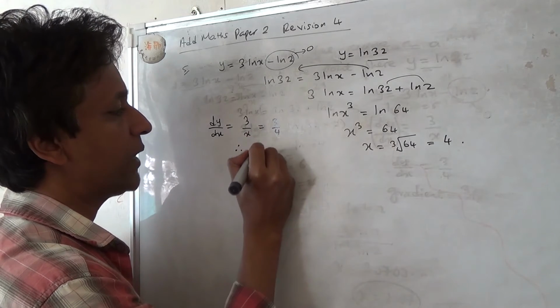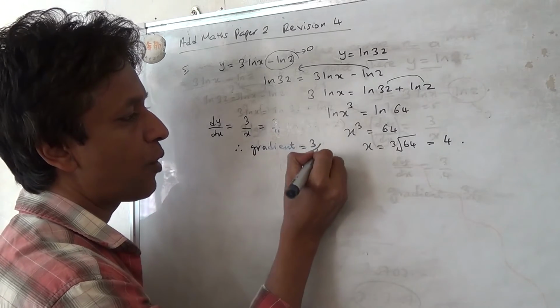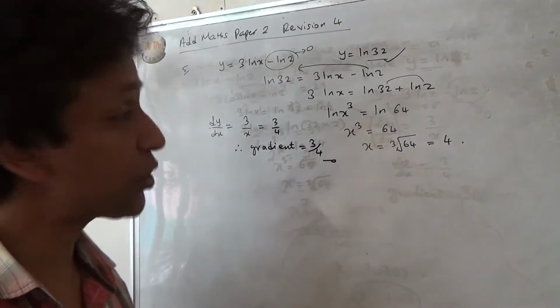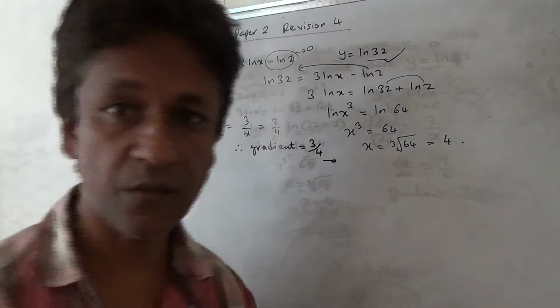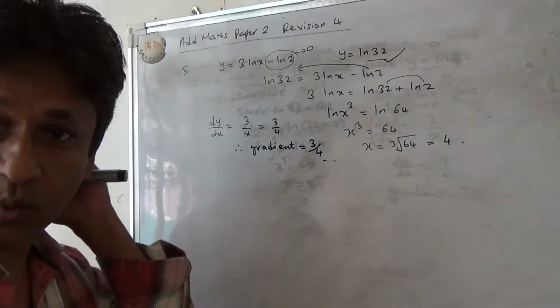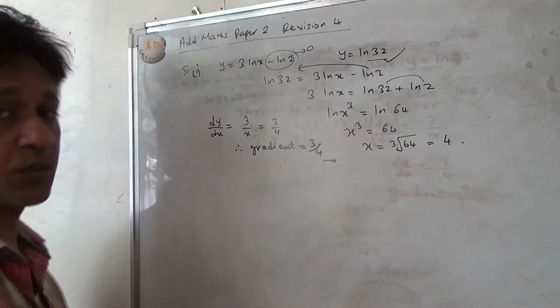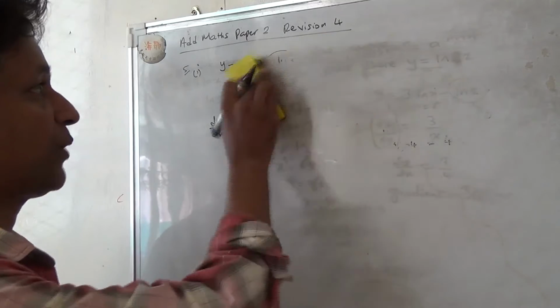Hence, the gradient has been found to be 3 over 4 for this curve at the point where y is equal to ln 32. I'm sure this is not too difficult for you. I mean, students doing maths would be very familiar with this. Okay, so I'm going to wipe this one clean, and we're going to move on to the second part of the question. That was the first part. Okay, so we'll move on to the second part now.